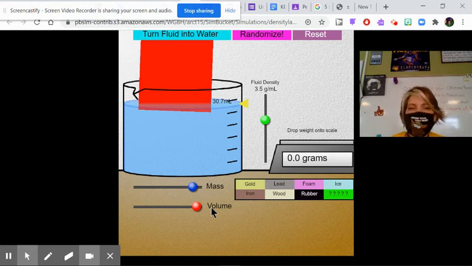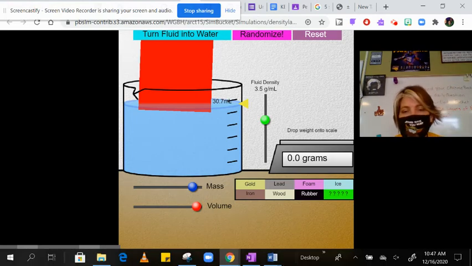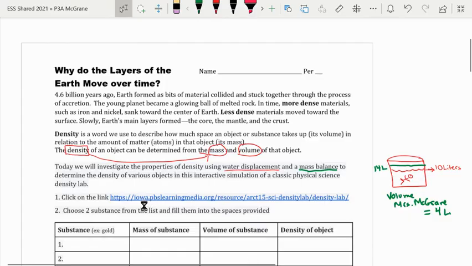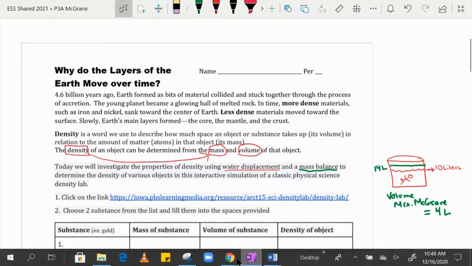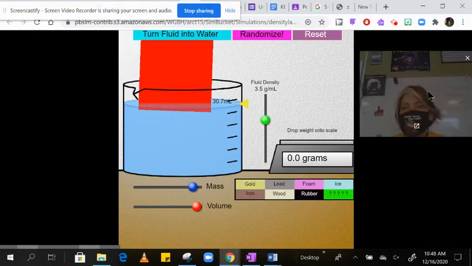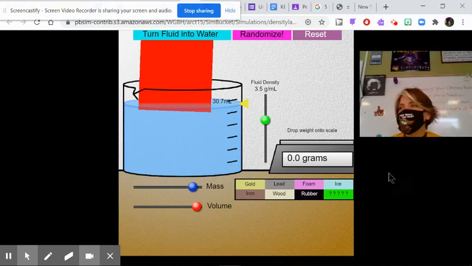All right, so let's go ahead and look at our lab, please and thank you. We're going to choose 2 substances from the list and fill them in the space provided. So I want you to choose 2 of those substances from our lab. You get to choose any substance that you want.